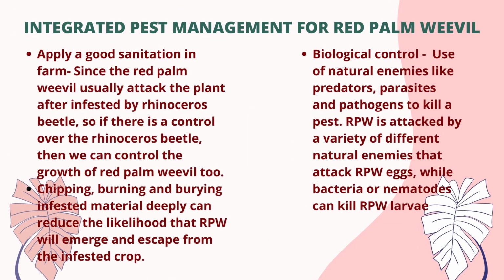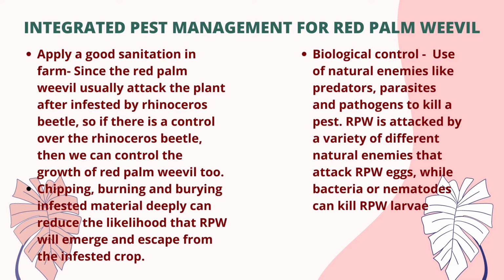Now, for the management of red palm weevil, the first thing we can do is apply good sanitation in the farm. As we all know, red palm weevil usually attacks plants that have been infested by rhinoceros beetle. So, if there is control over the rhinoceros beetle, then we can also control the population of the red palm weevil. Then, chipping, burning, and burying infested material deeply inside the soil can reduce the probability that red palm weevil will emerge and escape from the infested crop.